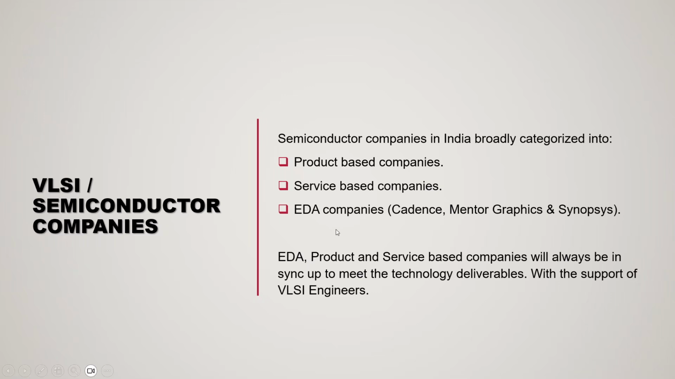So the EDA companies are the companies that provide the tools. Electronic design automation, EDA tools, or CAD. CAD means computer aided design. So these are nothing but EDA companies. Now you have an idea of the types of companies in the VLSI or semiconductor industry: product based companies, service based companies, and EDA companies. Is it fine? Shall I move forward? Yes, sir.